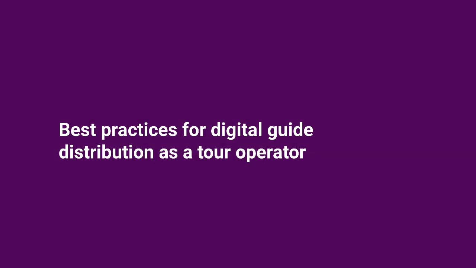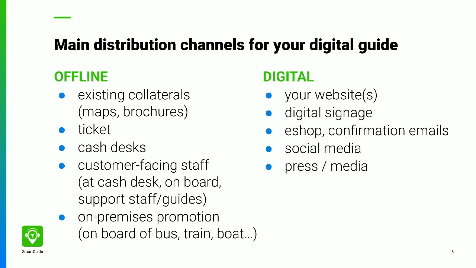Years of practice gave us a huge perspective of best practices, tips, do's, and don'ts that our partners had shared with us. There are two main types of distribution channels for your digital guide, offline and digital. If you are not sure what suits you best and how to implement it for the best distribution results, no problem. In the next part of the video we will discuss the best practices for each distribution channel and cover some useful tips.